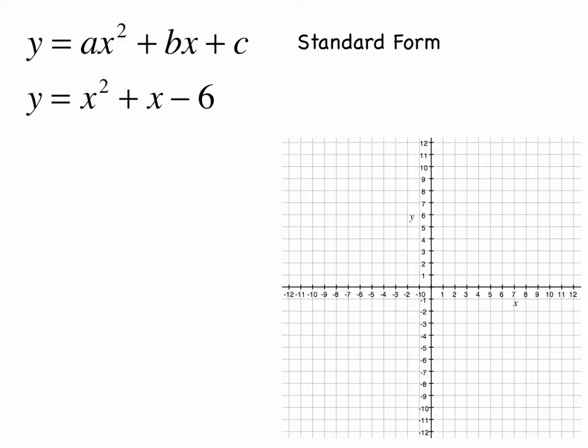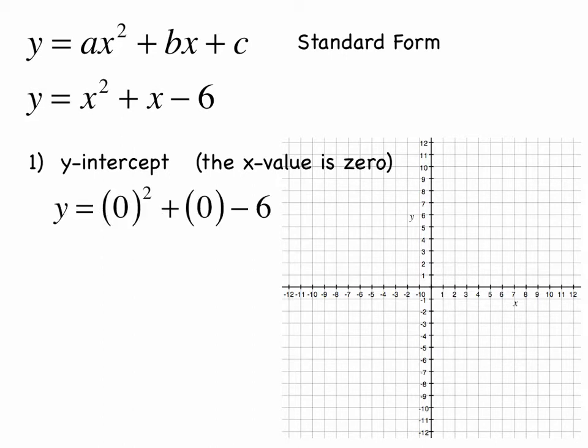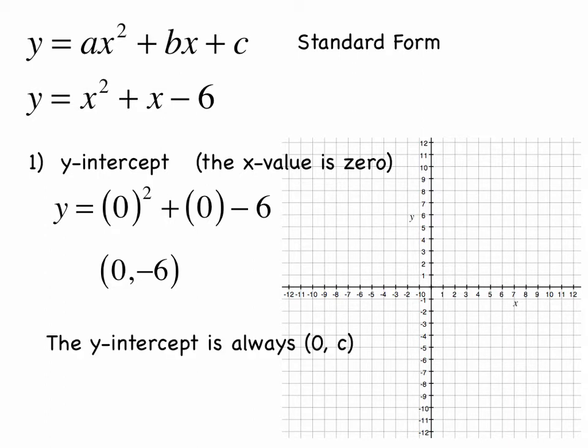So in order to graph this, the first thing we need to find is the y-intercept. The y-intercept happens when x is 0. So all we have to do is plug in 0 for x and solve for y. 0 squared plus 0 minus 6 is just negative 6. So our y-intercept is that point 0, negative 6. Let's go ahead and graph that. The y-intercept is always the point 0, c.